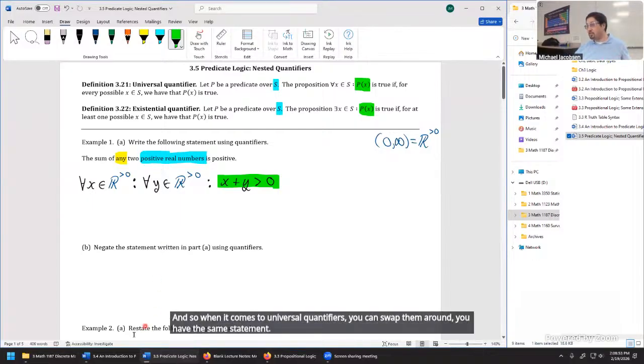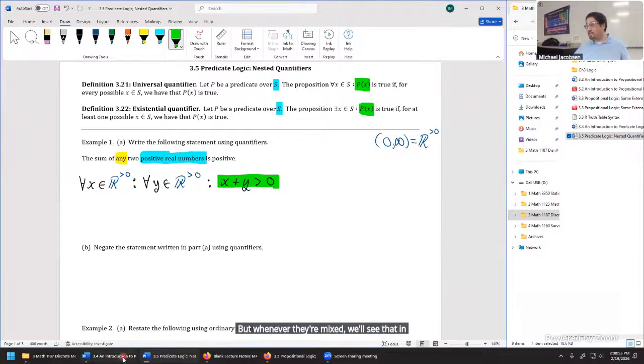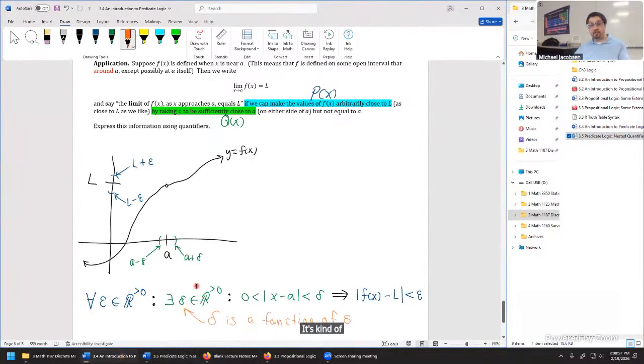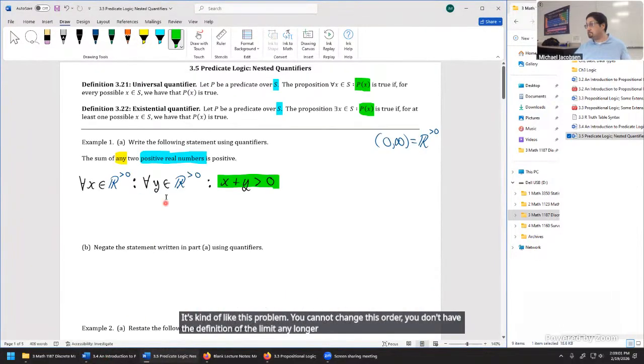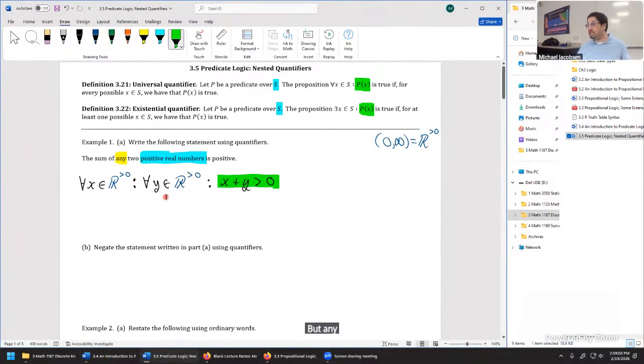But whenever they're mixed, we'll see that in the next example. It's kind of like this problem. You cannot change this order. You don't have the definition of the limit any longer. But any questions, folks? Just putting it down on paper.